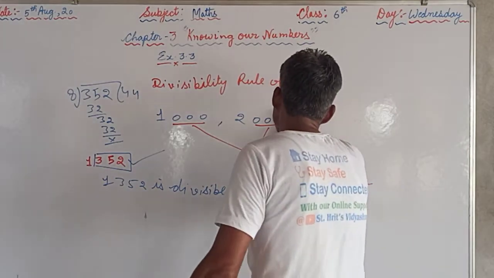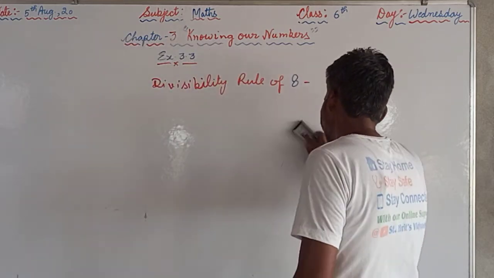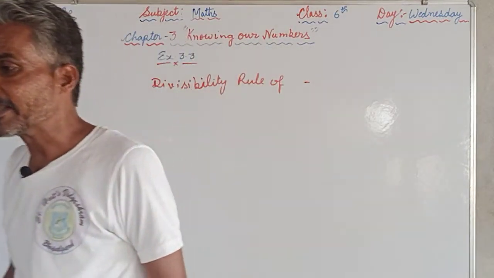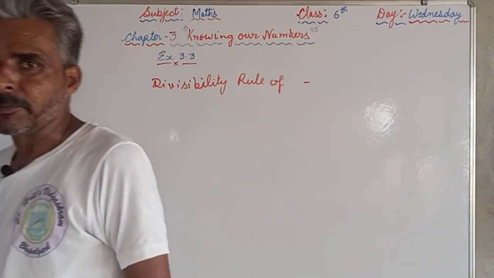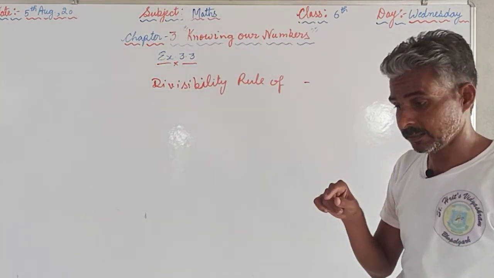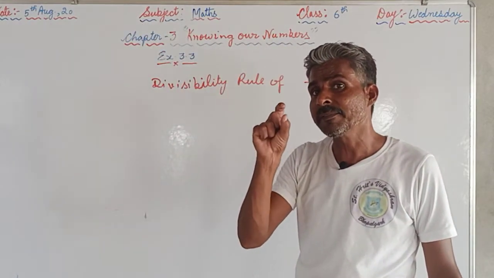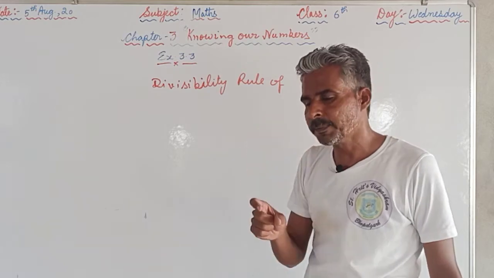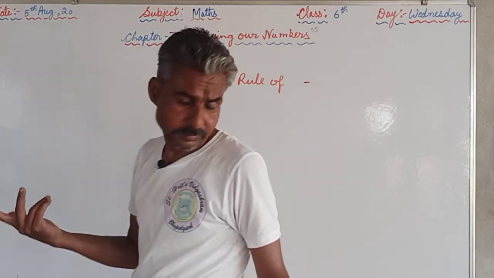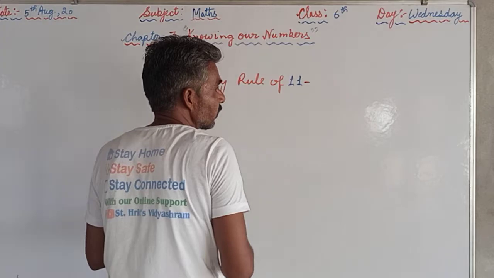For 9, the same rule is there as for 3. We are supposed to add all the digits of the number, and if the sum of the digits is divisible by 9, then we can say that the number is divisible by 9. For 10, if the number ends with 0, not 5. For 5, we said the number should end with either 0 or 5. For 10, the number should end with 0. If 0 is there at the ones place, then we can say the number is divisible by 10. So now for 11, an important rule is there.